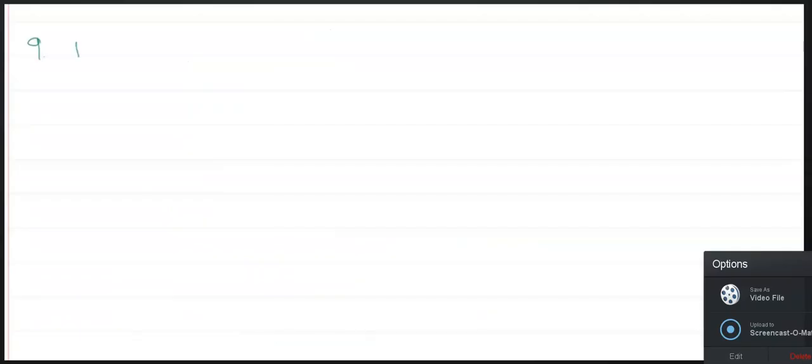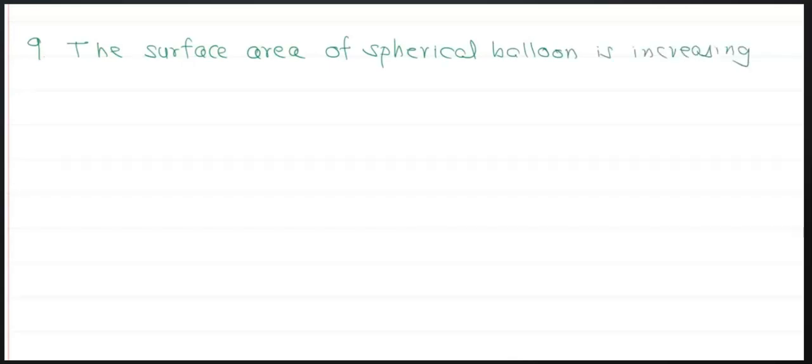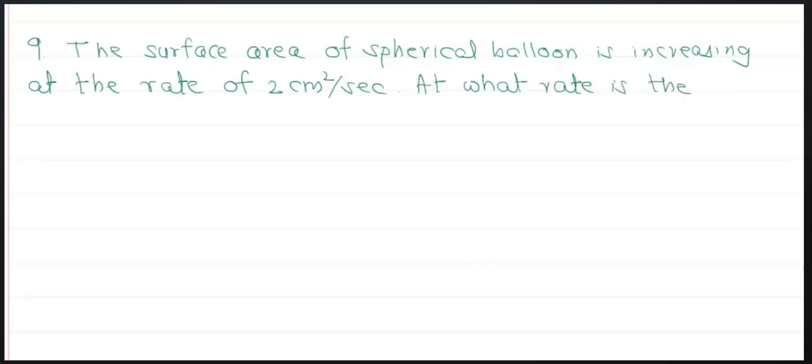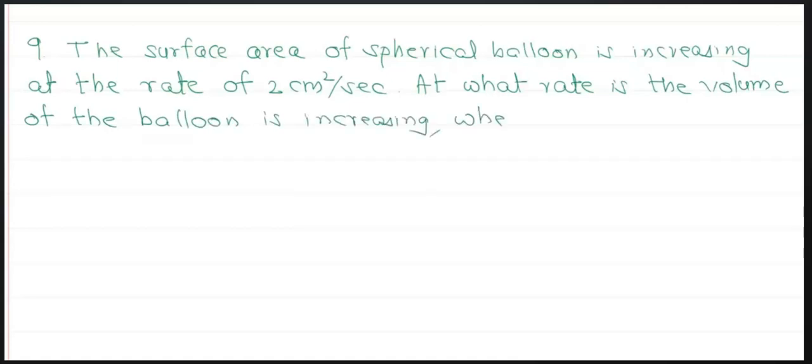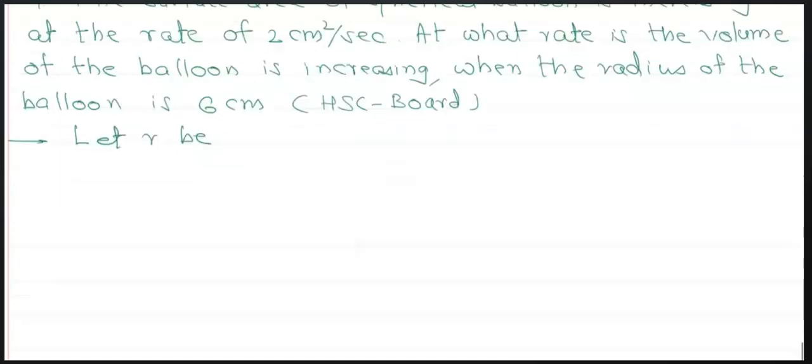Next is problem number 9. The surface area of a spherical balloon is increasing at the rate of 2 centimeter square per second. At what rate is the volume of the balloon increasing when the radius of the balloon is 6 centimeter? This question was asked in the board exam.